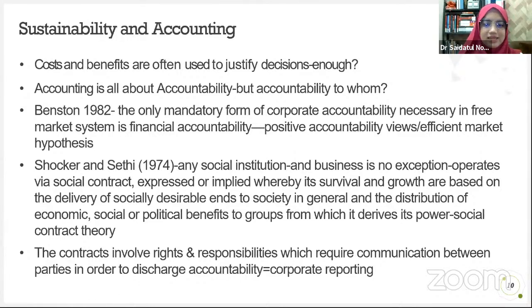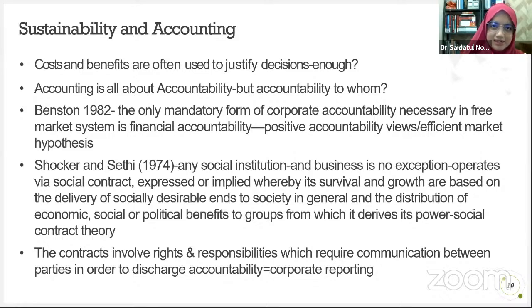So basically, Shocker and Sethi are saying that when you are a social institution, and business is also a social institution because you cannot stand alone, you operate in a social contract where you are given the permission to operate by society, because society thinks that what you are operating will benefit them as well. So you are in that social contract, and you are liable to be accountable to the society that gives you that power. If you are in business, it is because society wants you to be in the business. They want something. They want the benefit out of you. So you have to be accountable to them as well, not only to the people that are giving you money. So that is the social contract theory, the second viewpoint.